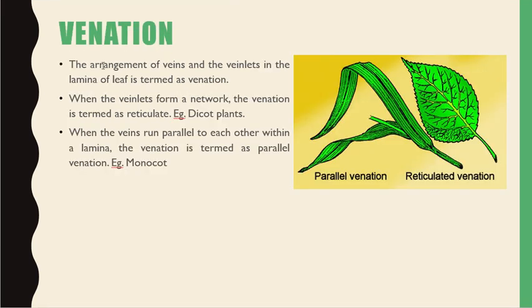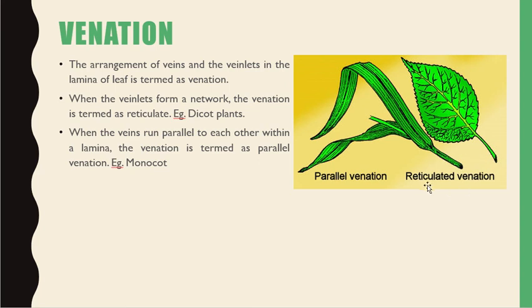Now what is venation? Venation is basically the arrangement of veins and veinlets in the lamina of leaf. So basically there are two types of venation. One is parallel venation and second is reticulate venation. The parallel venation occurs in monocots, where the veins run parallel to each other and there is no network formed. So they occur in monocots.